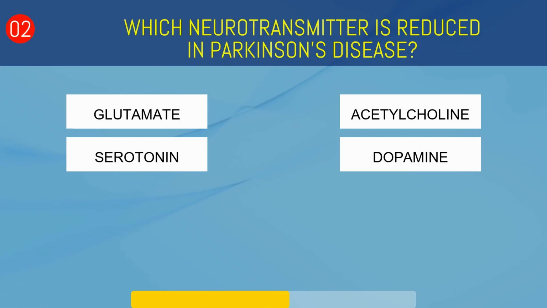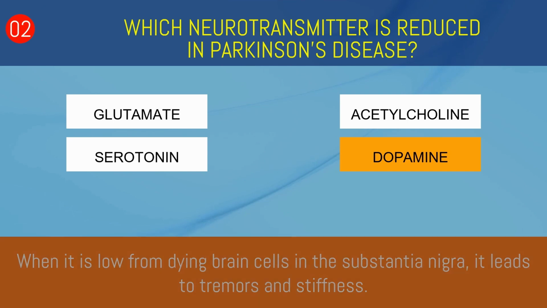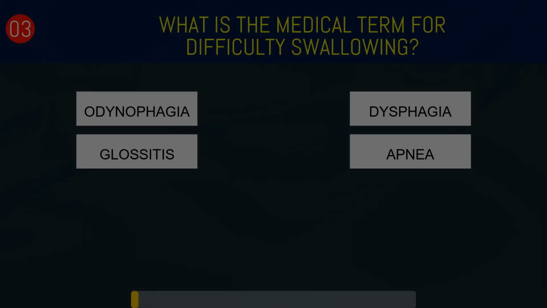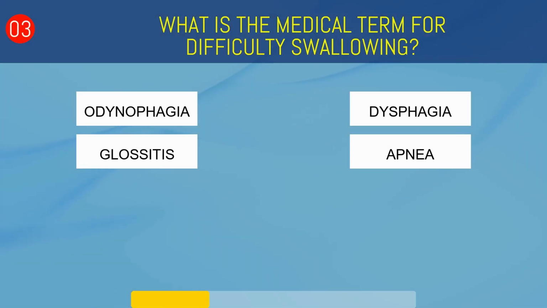Glutamate, serotonin, acetylcholine, or dopamine? Dopamine. When it is low from dying brain cells in the substantia nigra, it leads to tremors and stiffness. What is the medical term for difficulty swallowing? Odynophagia, glossitis, dysphagia, or apnea?